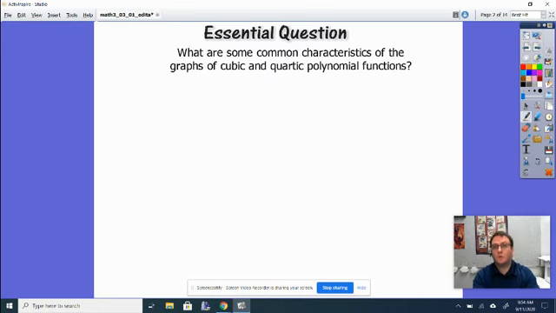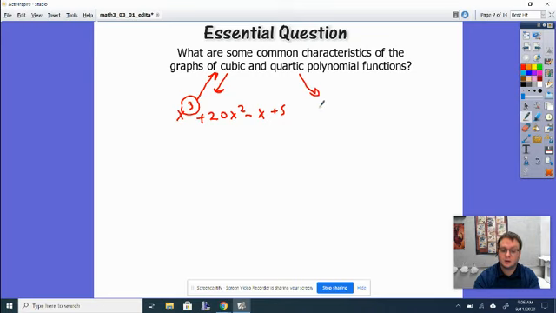So what I want to look at today is what are these characteristics of cubics? What are these characteristics of quartics? Now remember, a cubic is anything with x to the third, where the 3 is the highest power. I can have other things, and that's fine. My highest power is what determines it being what it is, in this case a cubic, because it's 3. A quartic then would be 4.